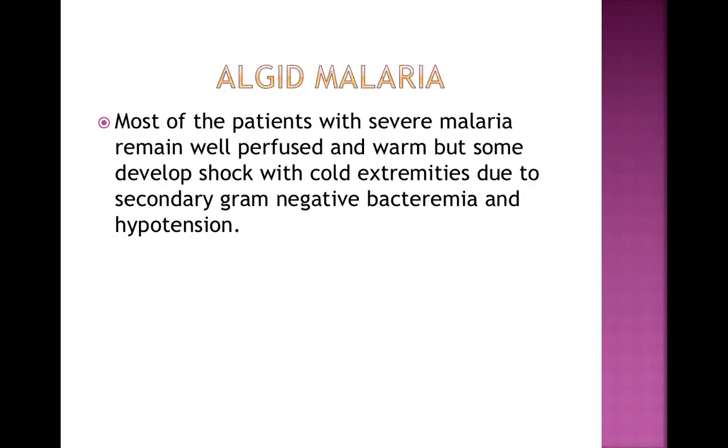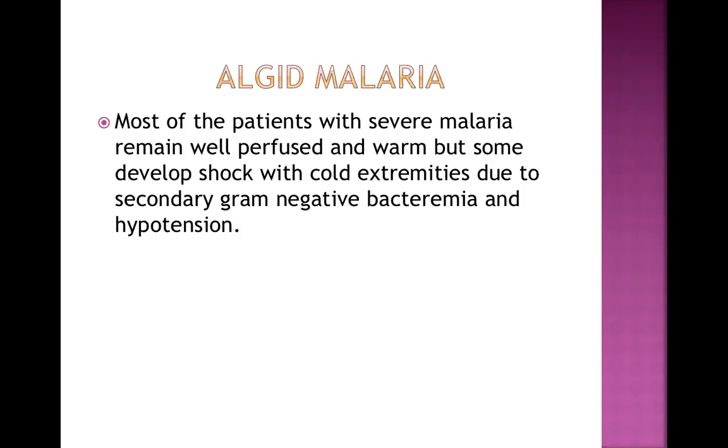Another important complication is known as algid malaria. Now this algid malaria is the term we use if this type of patient develops shock with cold extremity rather than warm extremity. And this occurs because of secondary gram-negative bacteremia as well as septicemia and hypotension.